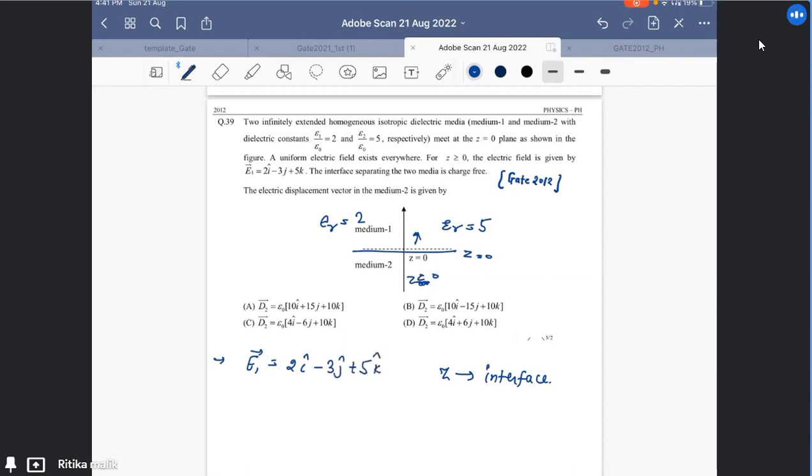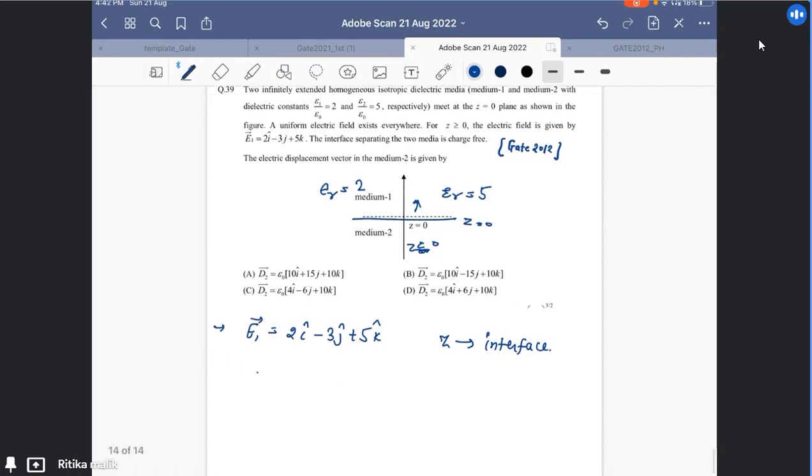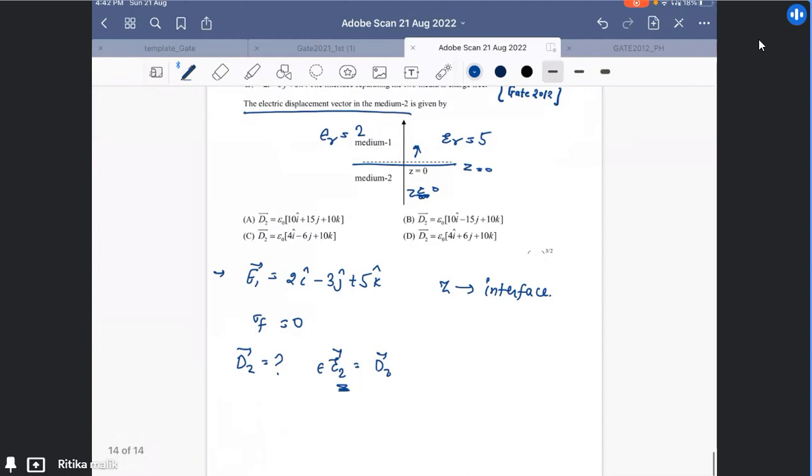The interface separating the two media is charge free, so they also say there is no free charge. We are asked for the electric displacement vector in medium 2, so we have to find D2. We already know we have to find it from E2: epsilon times E2 vector equals D2. So we have to know what our E2 is. Again, we are going to use the boundary condition.